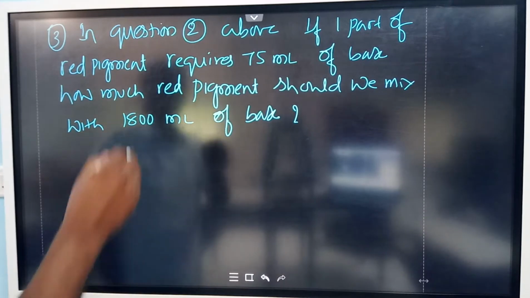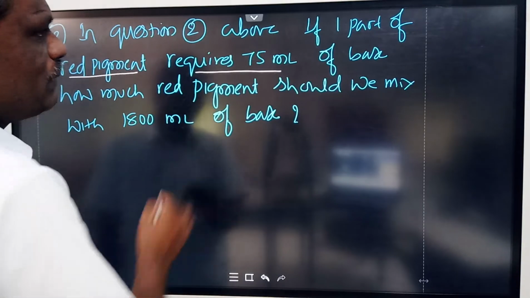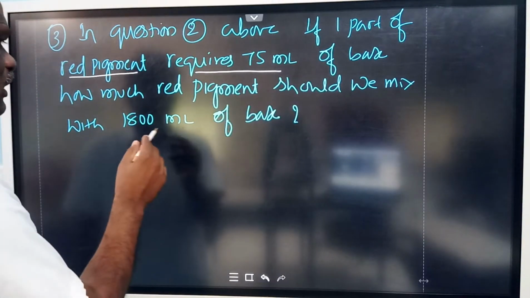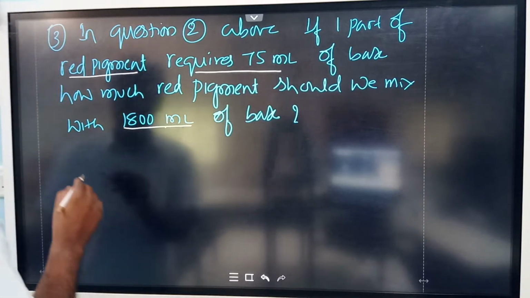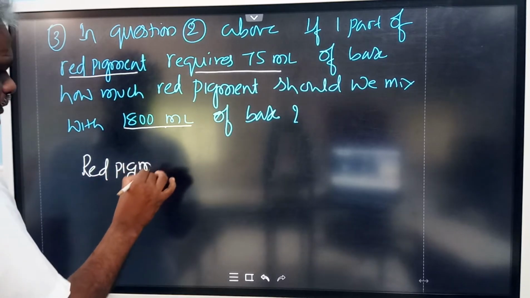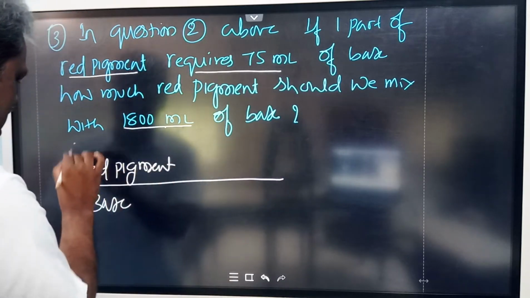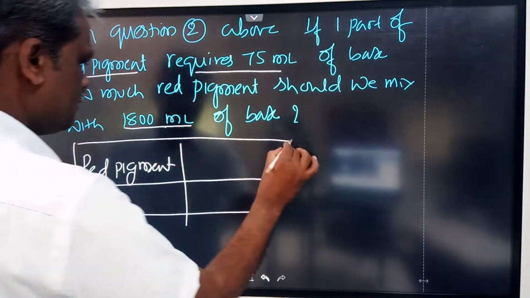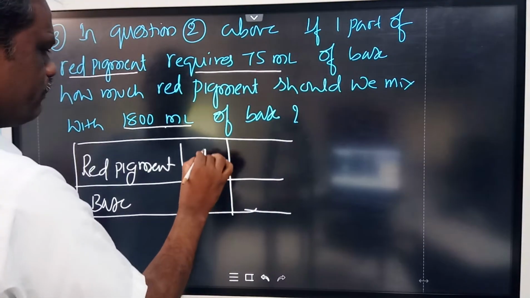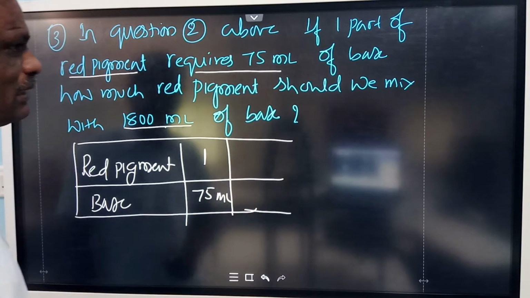Look at this question now. In question number 2, it's the same question as above. 1 part of red pigment requires 75 ml of base. Then how much red pigment should be mixed with 1800 ml of base? You can make a table, red pigment in one row, then base in another row. So enter this in the table. Given data: 1 part of red pigment requires 75 ml of base.